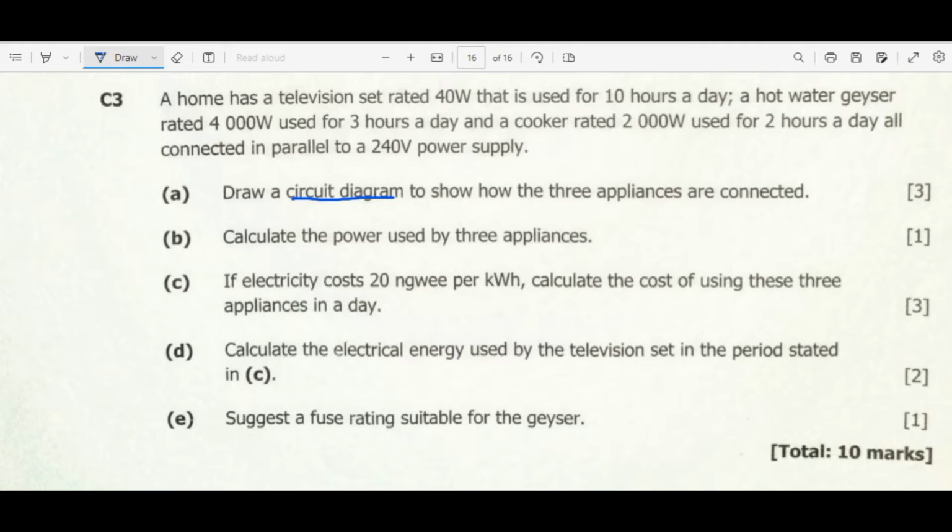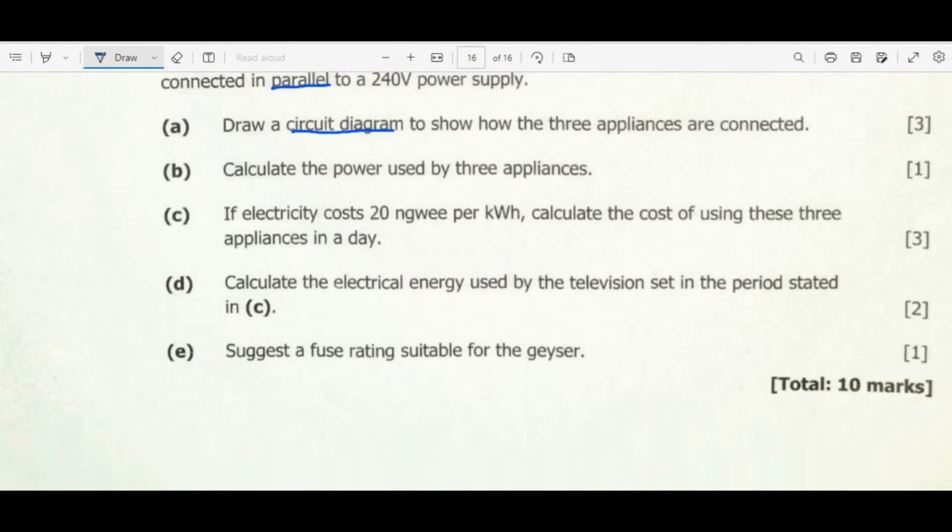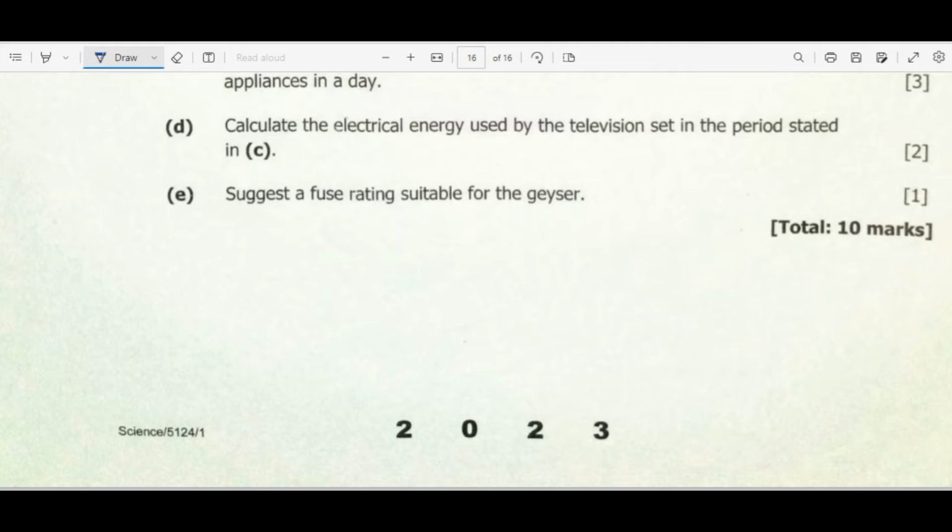Now, a circuit is a complete pathway in which current can flow. Now, for this circuit diagram that we are going to draw, we need to make sure that we have three electrical appliances, and these three electrical appliances must be connected in parallel. So how can we make such a circuit? How can we draw such a circuit? So I'm going to use the space down here.